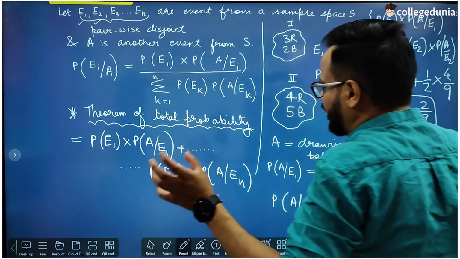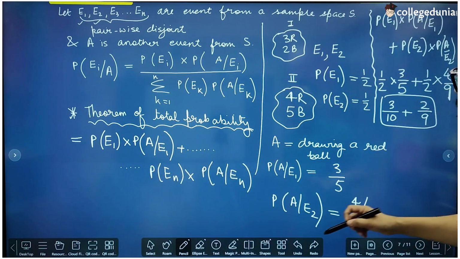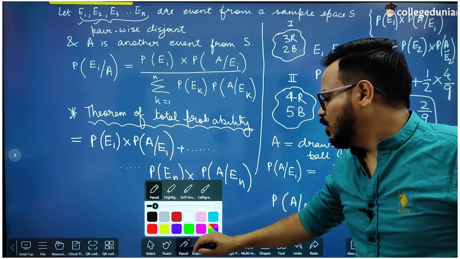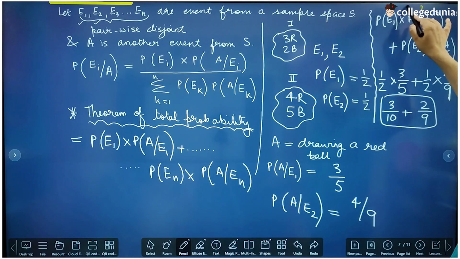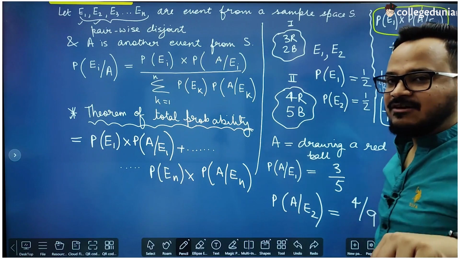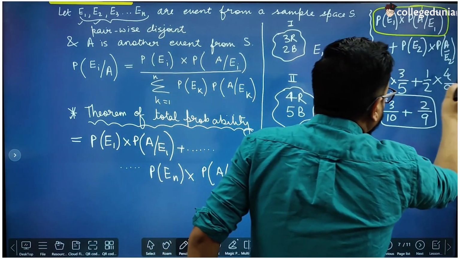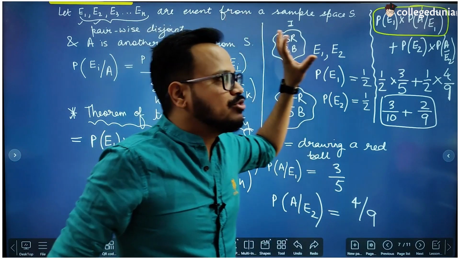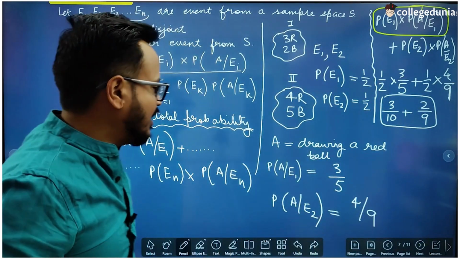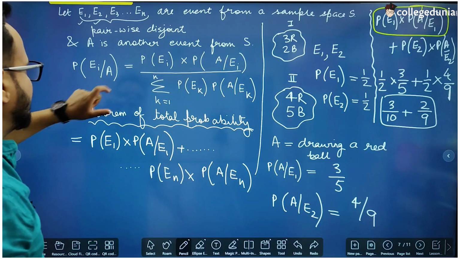So let us say it is asking what is the probability that the red ball was drawn from bag 1. So this should come in the numerator because this is the favorable part, right? And this whole should come in the denominator because this whole is the total possibility, right? So that's why it is written like this.